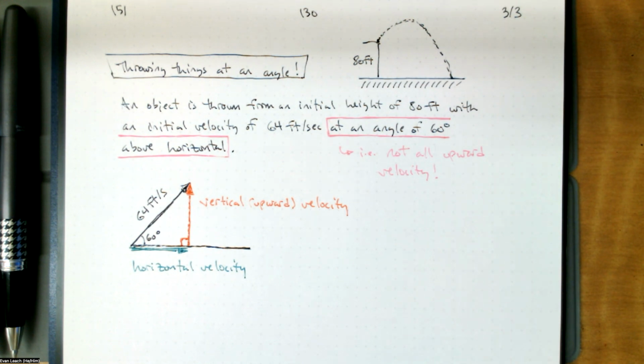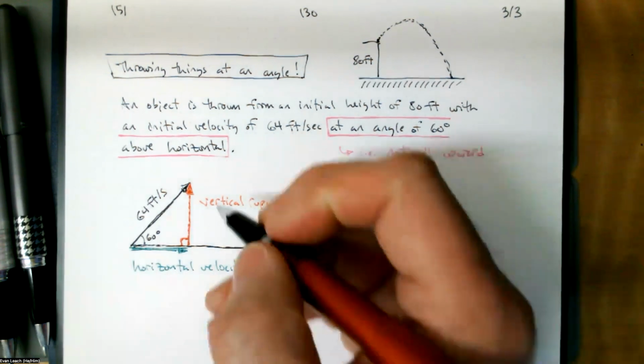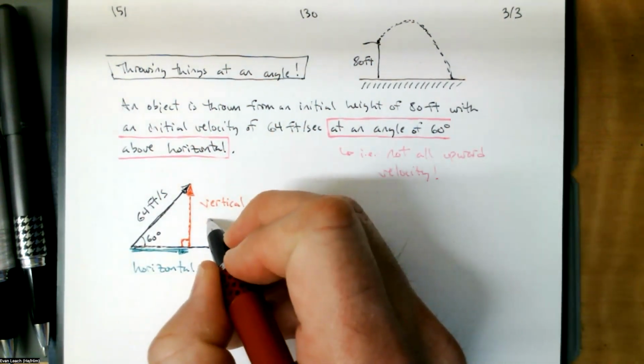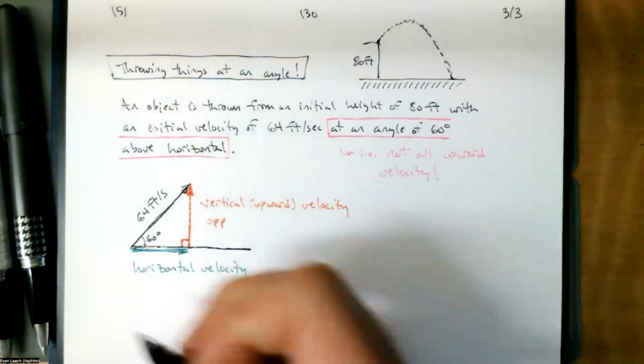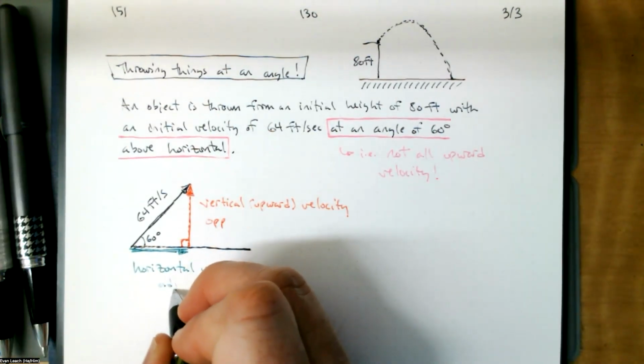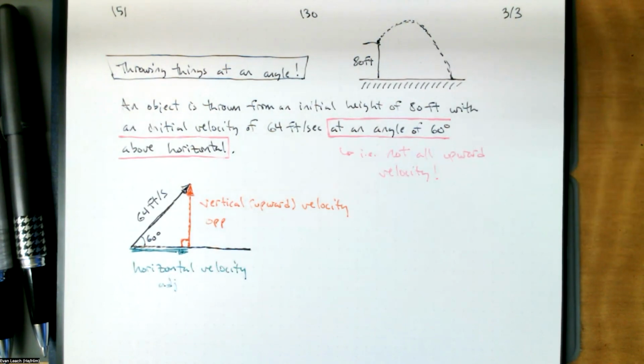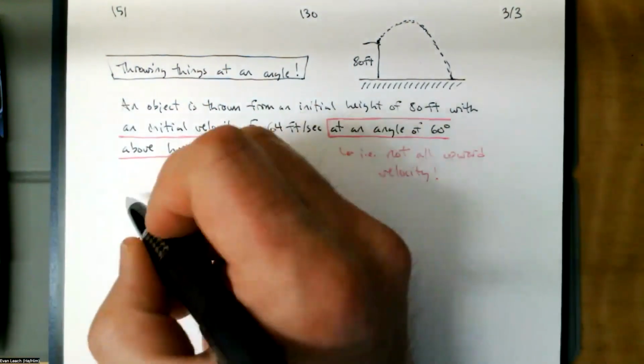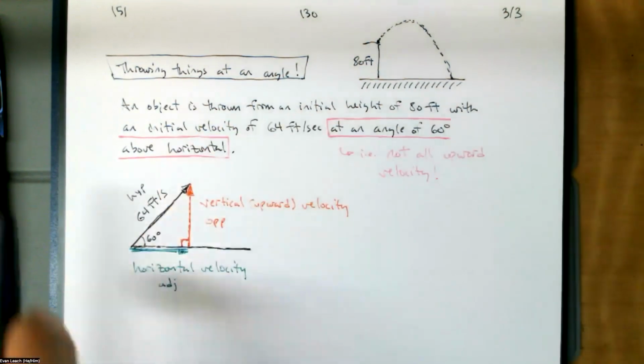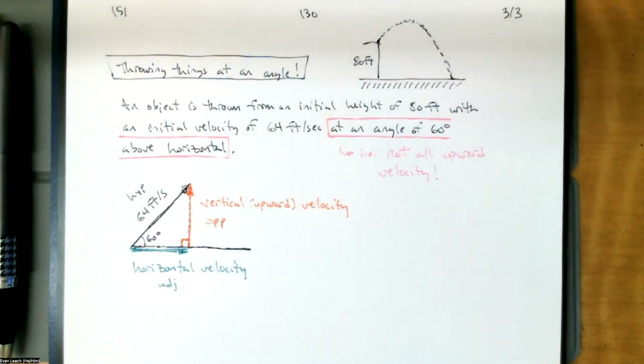So some of our 64 feet per second is going horizontally, and some of it is going vertically. We're going to break it up with a right triangle. So the vertical upward velocity, that's going to be opposite. The horizontal velocity is going to be adjacent. And our initial 64 feet per second is the hypotenuse. And our angle theta will be 60 degrees. And we'll just use our trig ratios.